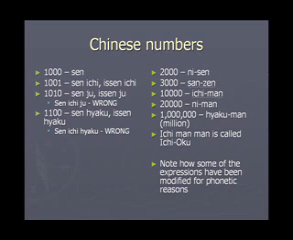Let's go beyond 1000 here. 1000 is sen. 1001 is sen ichi or is sen ichi. 1010 is sen ju or is sen ju. It's not right to say sen ichi ju. That's not right. But is sen ju you can say, or sen ju you can say. Similarly, 1100 is said to be sen hyaku or is sen hyaku, but you cannot say sen ichi hyaku. That is wrong.